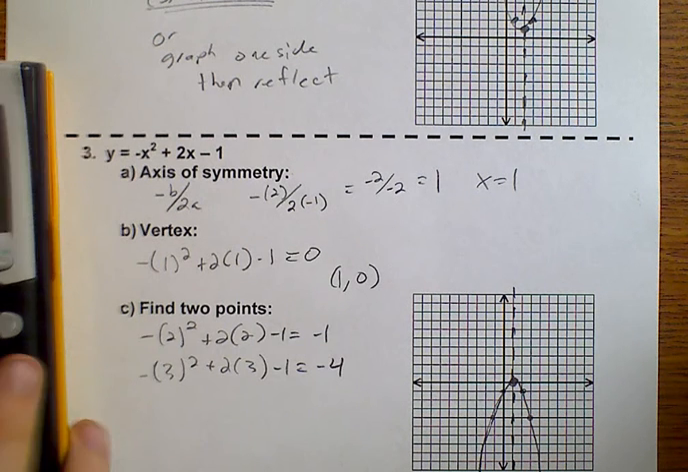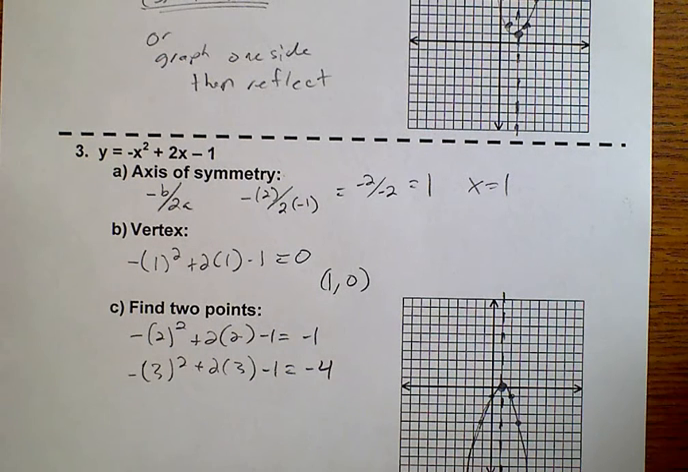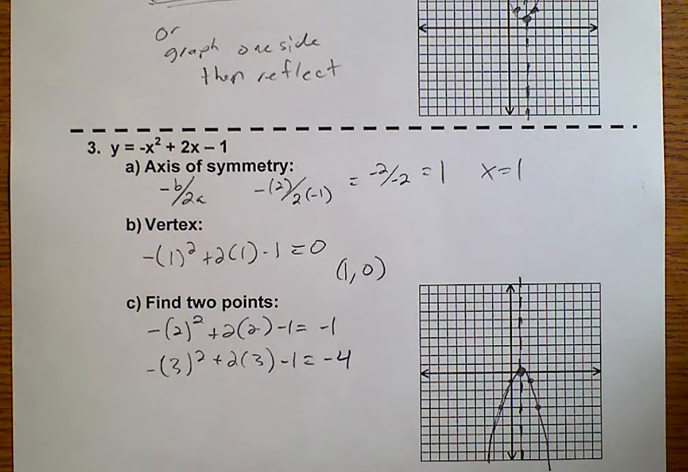So, that's how you can graph a quadratic function. Shouldn't be too hard. Just go ahead and find your axis of symmetry, find your vertex, and then you can use your calculator pretty heavily to find your additional points and actually graph it.